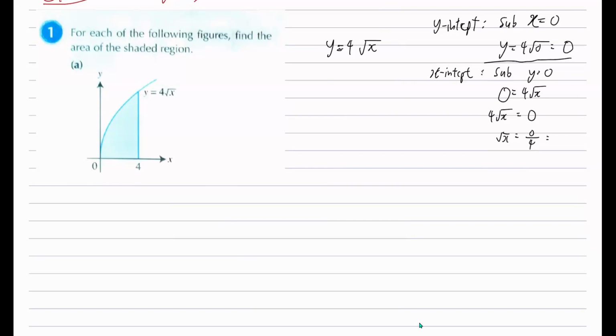0 over 4 is 0. So square root x equals 0. Let's just write it down. Then how do you find x? Square both sides, right? So 0 squared, which is 0. So it just so happens that 0, 0, the origin, is both the x and the y intercept. Clear? Okay, so what is the shaded region?